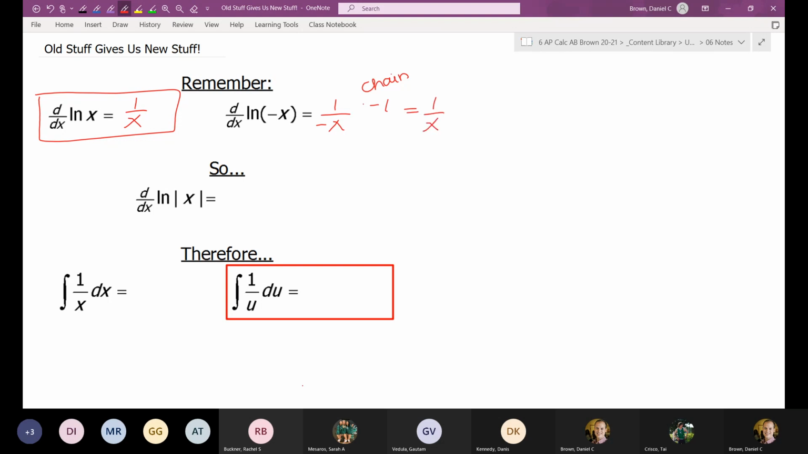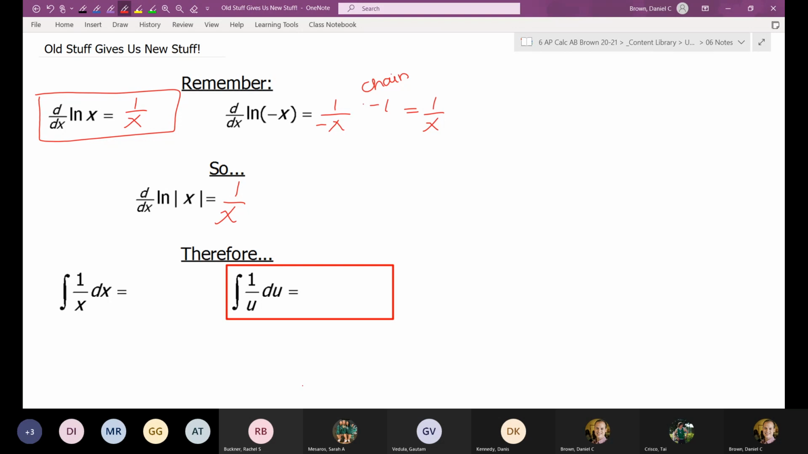Which leads to this other thing where, if I say, what's the derivative of the natural log of the absolute value of x? Well, if the natural log of x was 1 over x, and the natural log of negative x was also 1 over x, what do you think the natural log of the absolute value of x is going to be? 1 over x. It doesn't matter whether x is positive, it's 1 over x. Why do I show you that? To show you where this integration rule is going to come from.